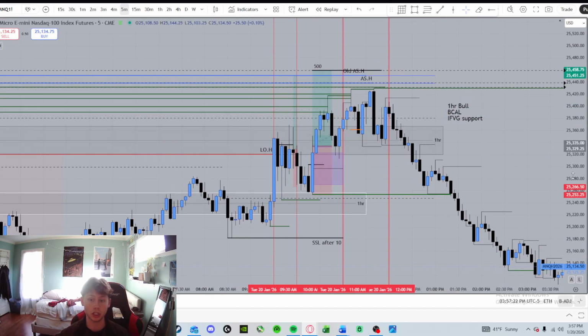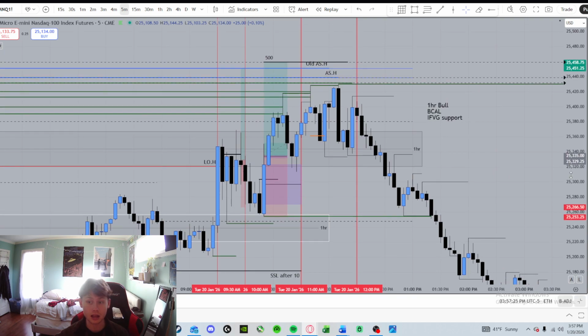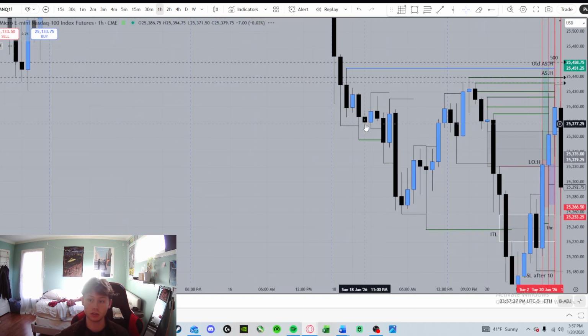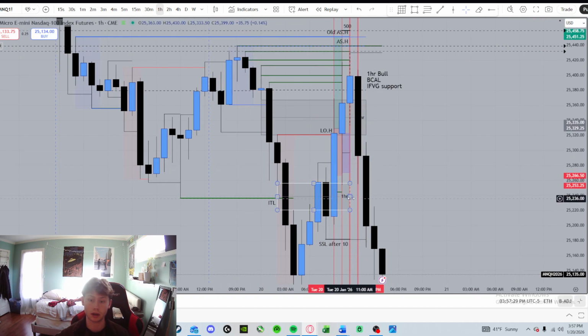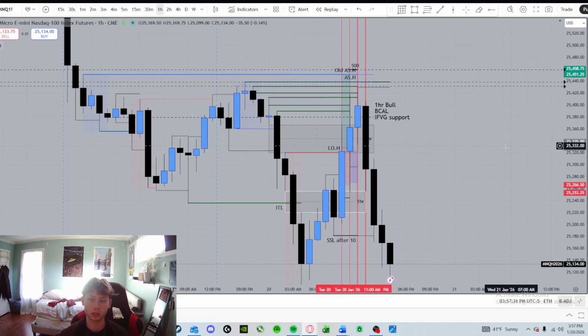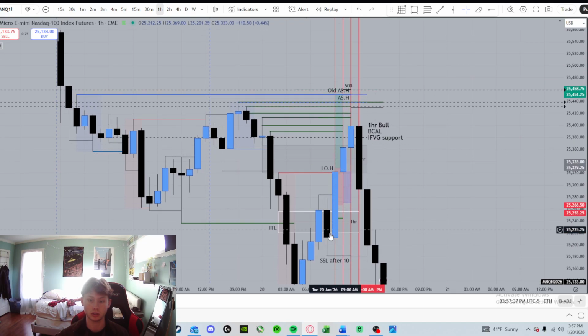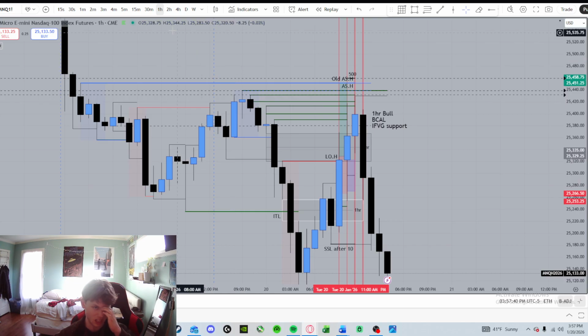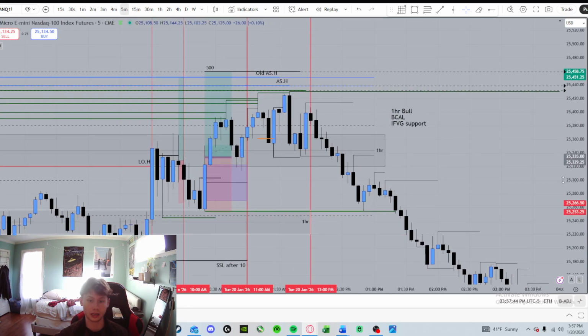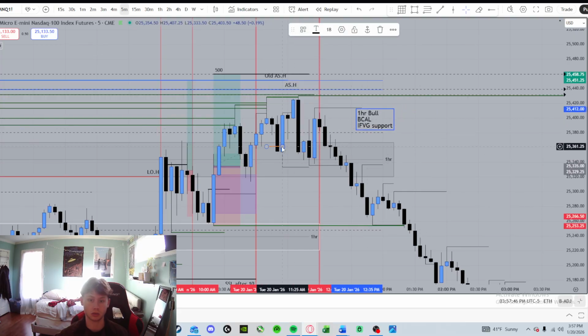Our bias today was bullish. Our bias had formed after London, so let's go to our 1 hour chart. Bias formed after London here, intermediate term low, inverse was bullish. And we got stopped in profit today, so that's what that yellow line is.